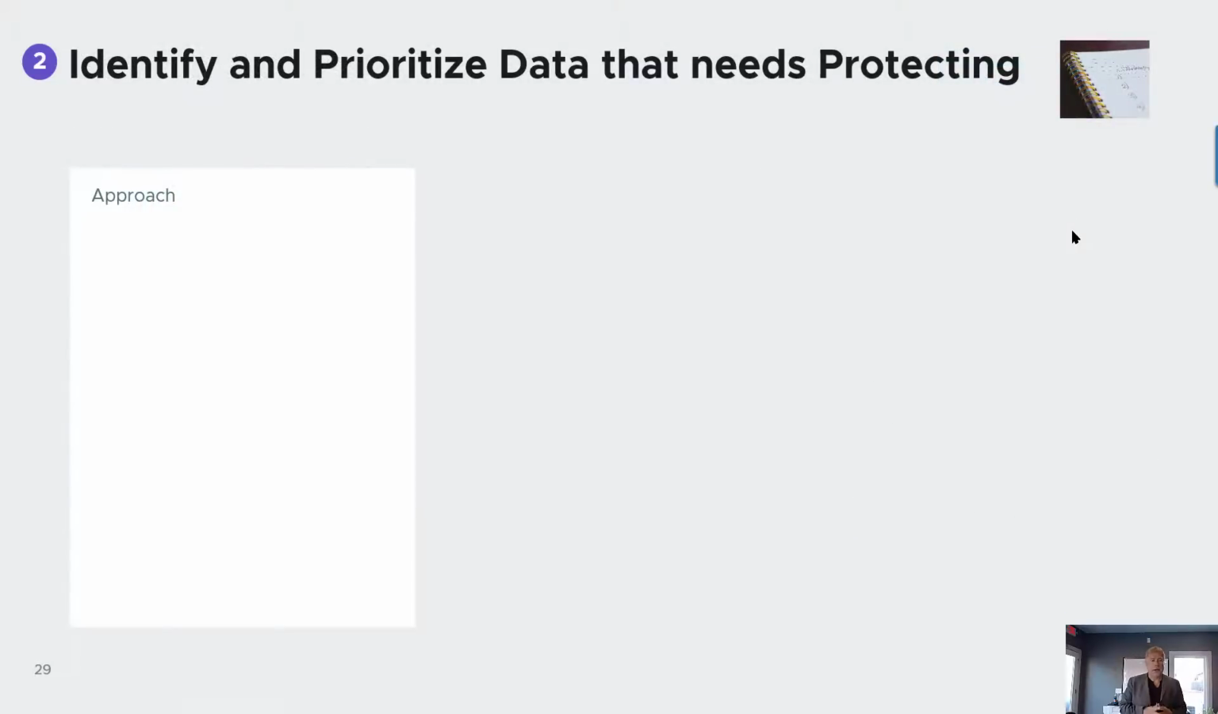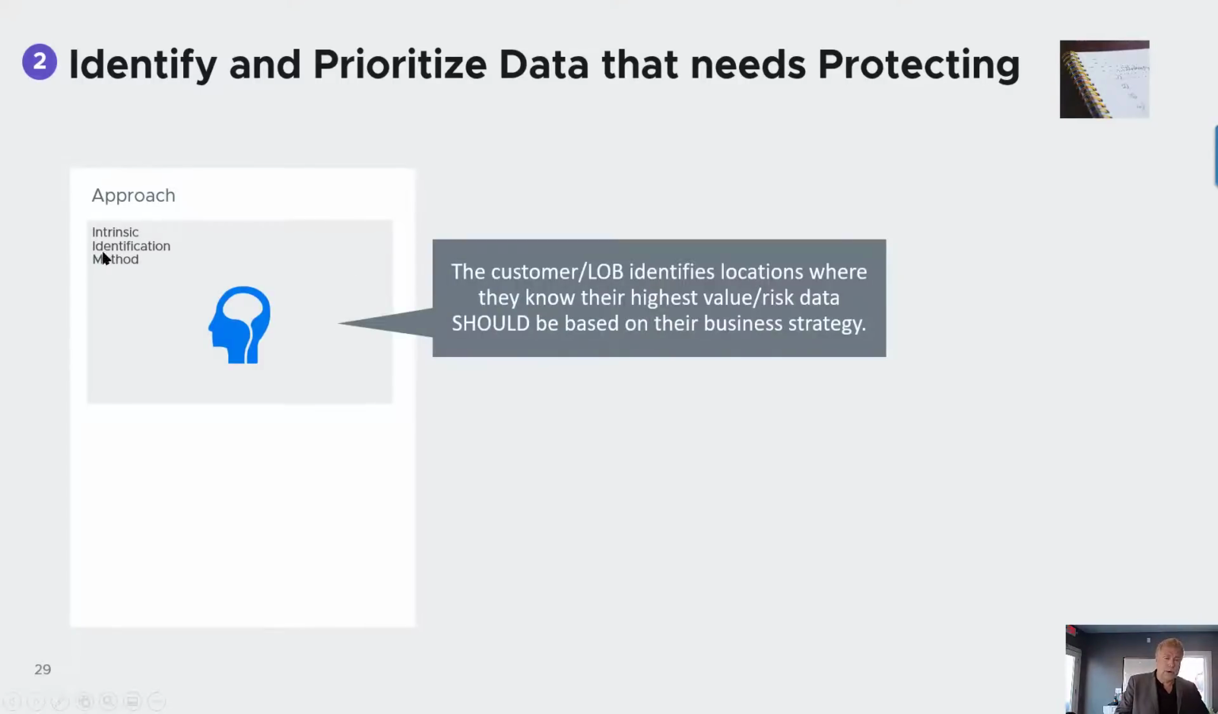Then, number 2, how do we figure out what's the most important things that need protecting? Well, we have a number of approaches for that, actually two. The first one is what I refer to as an intrinsic identification method. That's where we do something crazy. We actually go out and ask the customer or the line of business, hey, where is your highest value data in finance or your highest risk data? Where should it be based on your business strategy? It may be in one place, it may be in three places. That's fine. But at least we're getting that line of business engaged, and we're taking action. We're able to take action more quickly.